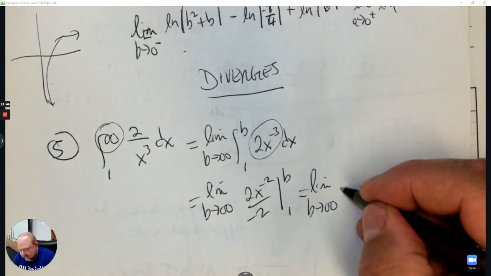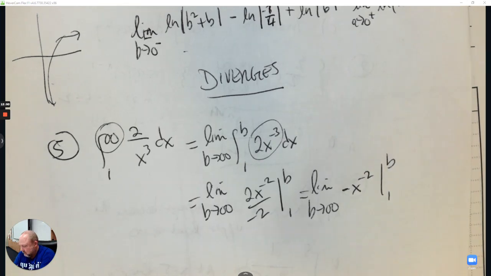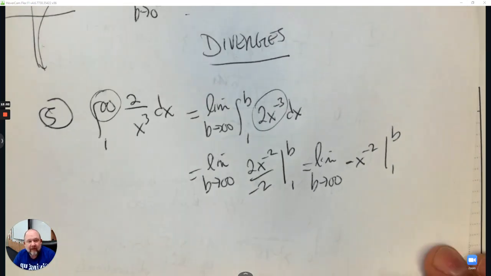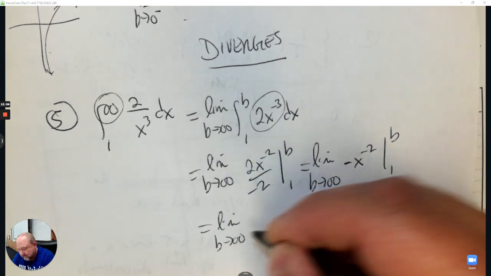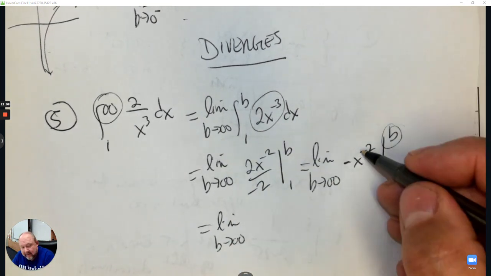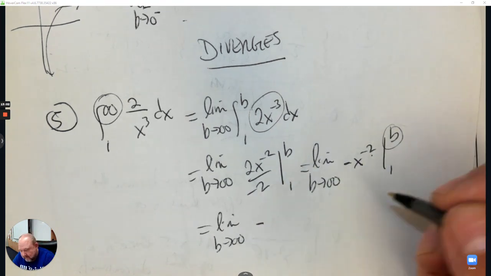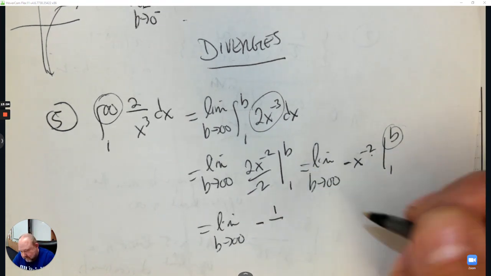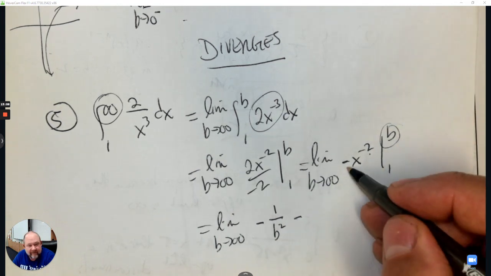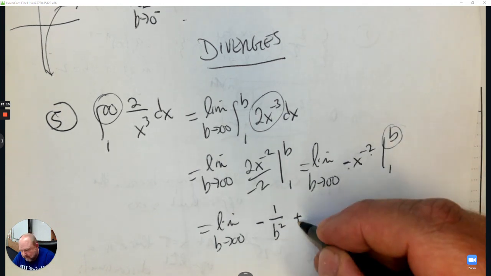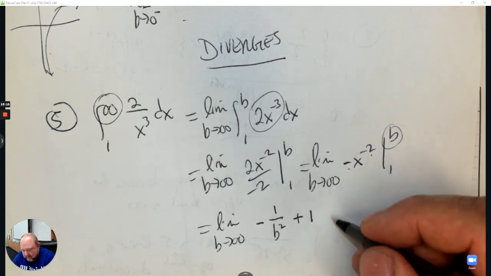So 2 divided, that's negative. Then I'm going to substitute in. So keep the limit notation. I'm going to plug in b to begin with. Now, x to the negative 2 means 1 over. So this is going to be 1 over b squared minus, now because it's negative, a negative and a negative is going to make it plus, and then when you plug in 1 to anything, it's just 1.